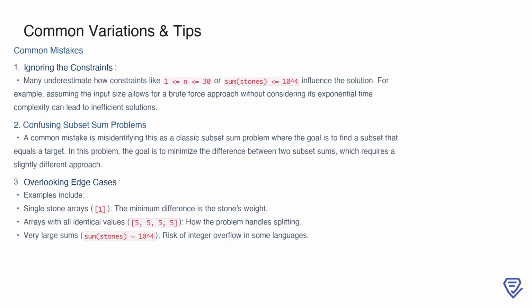First, it's easy to ignore the constraints, but these play a critical role in shaping the solution. For instance, with 1 <= n <= 30 and sum of stones <= 10^4, a brute force approach might seem feasible at a glance, but its exponential time complexity makes it impractical. Understanding the constraints helps you narrow down the right approach.